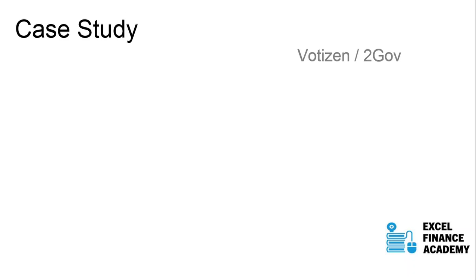A case study on different types of pivots and MVPs and other processes. This is the story of a company called Votizen, which later became 2GOV. It was founded by a person called David in the 1990s in the USA.